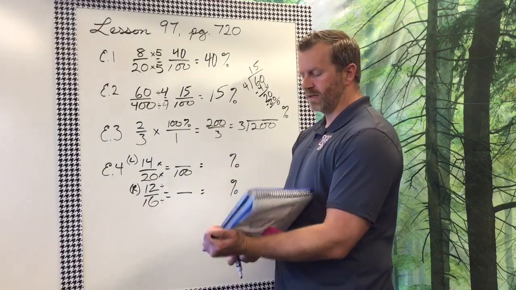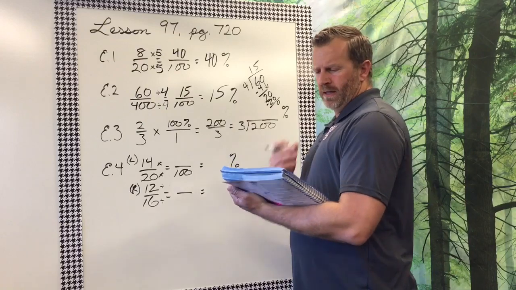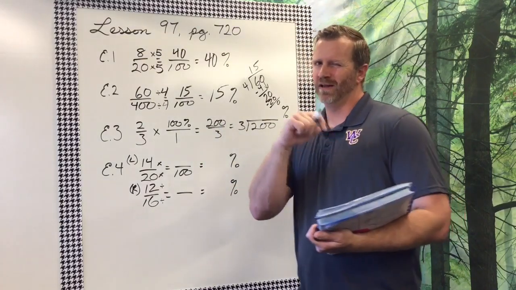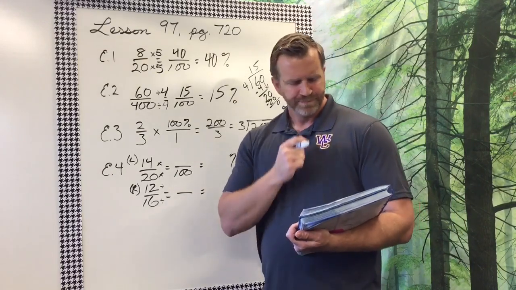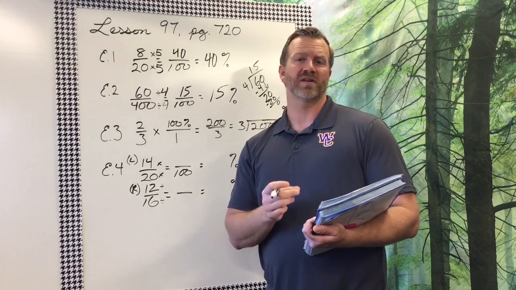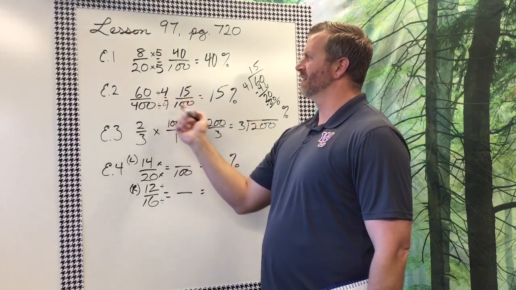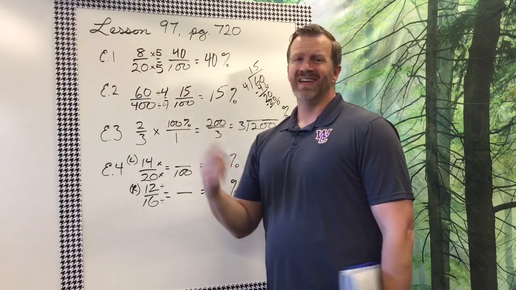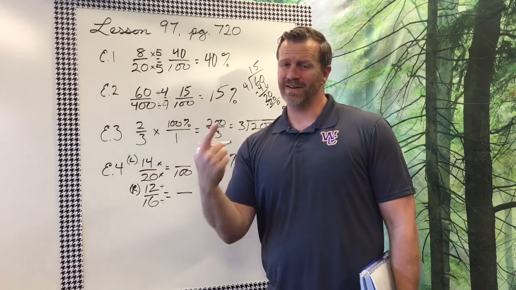Sweet. Let's read before we do example 3, because there's a little bit of book reading there. Now it says some fractions are not easily renamed as parts of 100. So this is easy. 20 times 5 is 100. You know, if we have a 10, 10 times 10 is 100. That's easy to figure out.